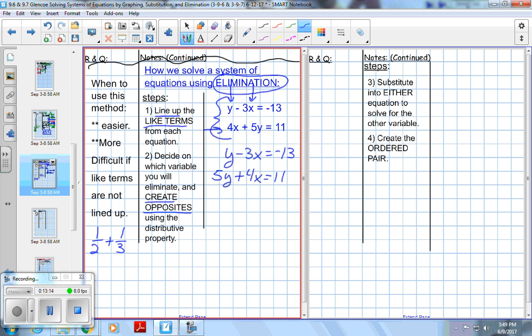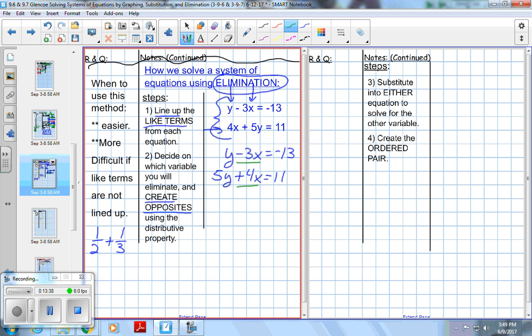Okay, so it doesn't matter whether you decide to get rid of the x values or the y values, you just have to focus on one of them. And for this problem, I've decided I'm going to focus on the x values. So we have -3x and 4x. What number do they both have in common? Yeah, if you said 12, that's correct.